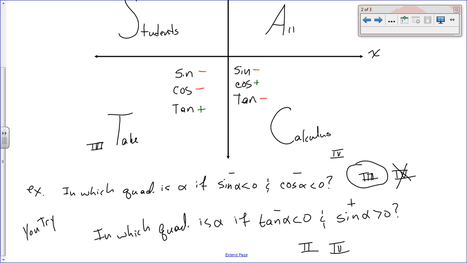Okay. Now, where is the sine of alpha positive? Well, if you go to quadrant 2, sine is positive. If you go to quadrant 4, sine is negative. So that means that our angle has to be in the second quadrant. That's the only way that this is going to work out.